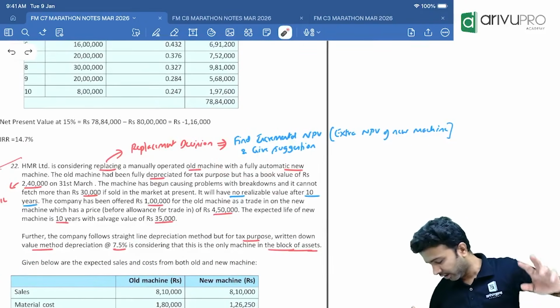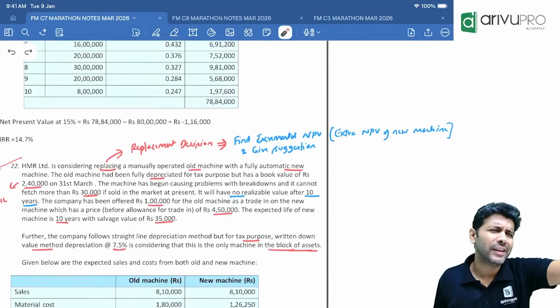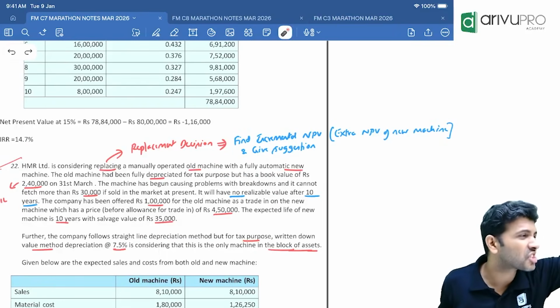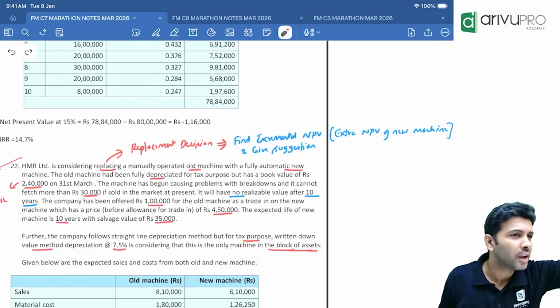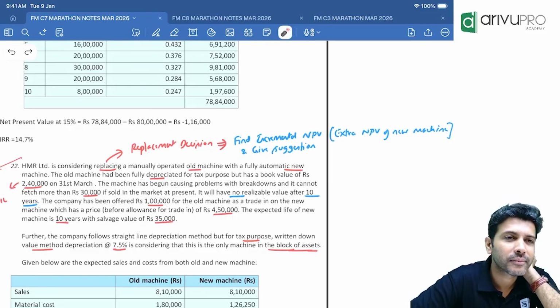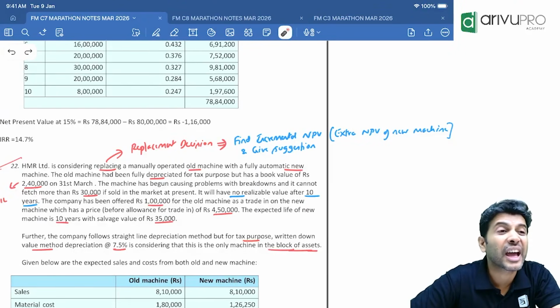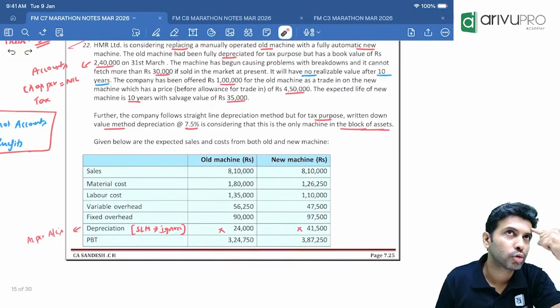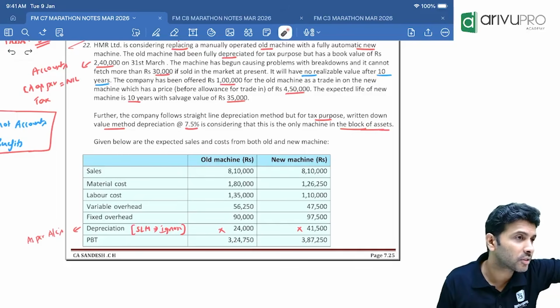So what is the incremental, sir? You are making us mental. Very simple. Incremental means extra. Incremental means extra NPV. How do you find NPV? For finding NPV, we need cash flow. Cash flow is not given to us, sales is given. So first from sales, we have to arrive at cash flow. Walk me through that process.